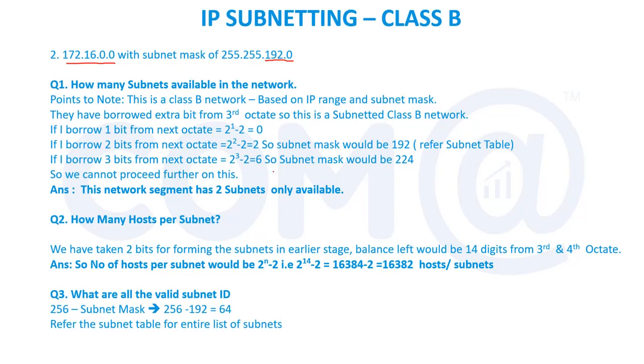So I'm borrowing one bit, nothing doing with one bit. Borrowing two bits, I'll have two subnets, whereas my subnet mask will be 192. And if I borrow 3 bits, I can have 6 subnets, but my subnet mask will be 224. So I have to match this and this, right? So I conclude that I can borrow 2 bits.